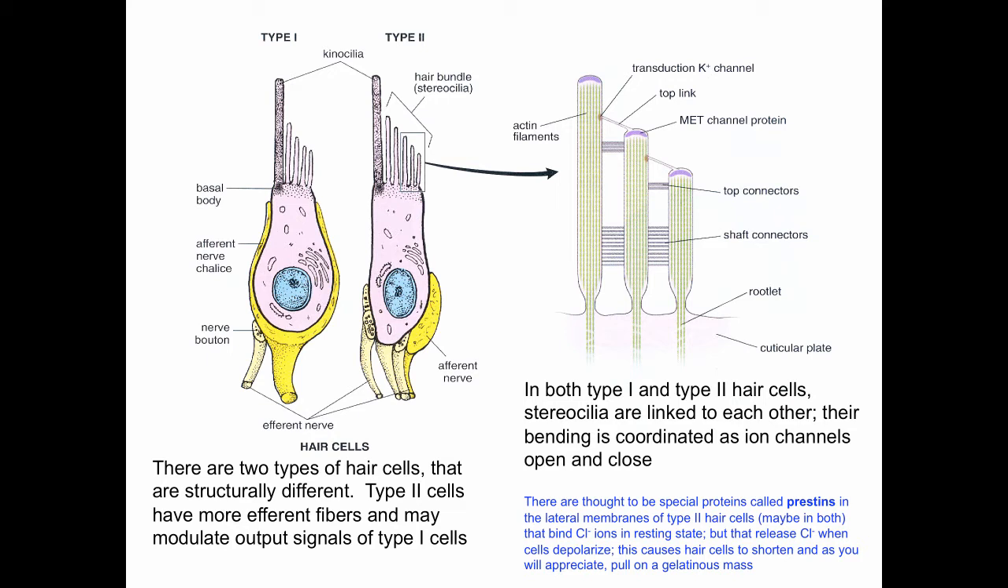These prestins bind chloride ions in a resting state. These chloride ions can be released when the cells depolarize. That will cause the hair cells to shorten, and as you'll appreciate, as the hair cells are shortening, they're pulling on a gelatinous mass. Now this diagram shows the stereocilia are connected to each other by various proteinaceous materials, and these channels are going to open and cause the depolarization or repolarization of the hair cells.